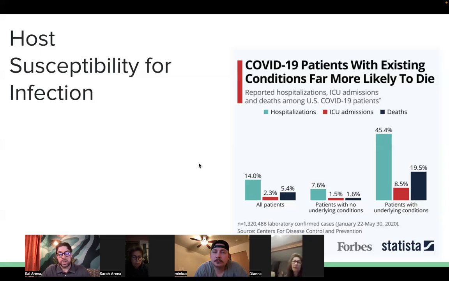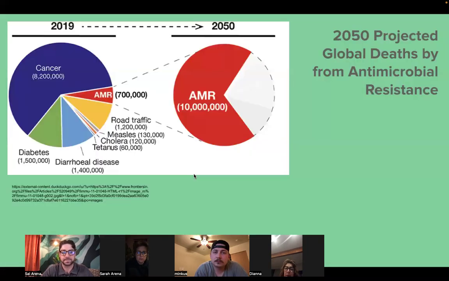So, 6 in 10 Americans suffer from a chronic disease, whether that's celiac disease or diabetes. Any number of these things are comorbidities that will make your body more susceptible to a pathogen. That's what the graphic is showing here, and the point I'm trying to get across. And this is that slide that I was mentioning.